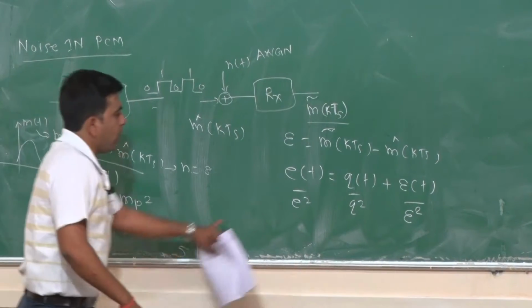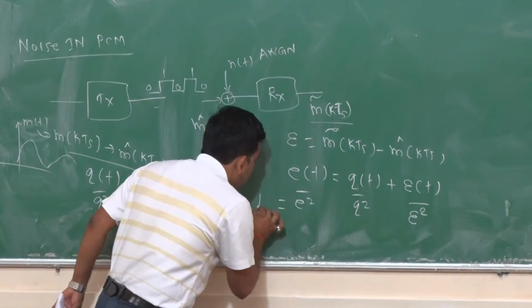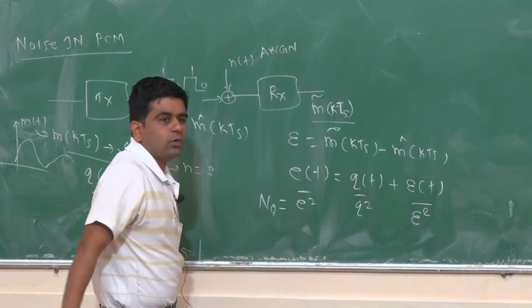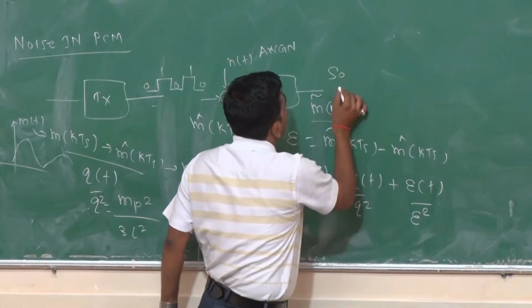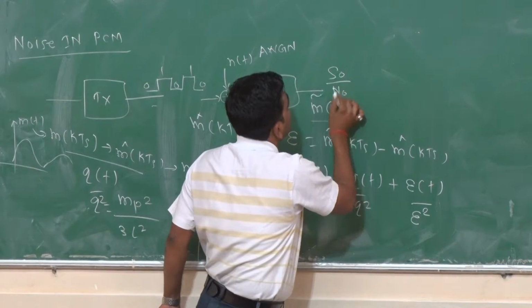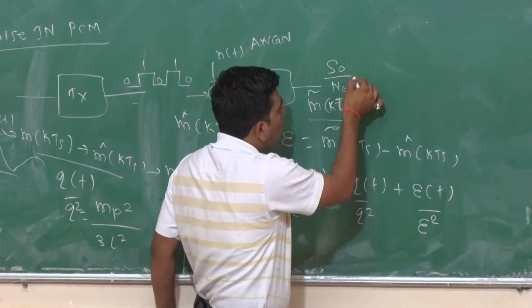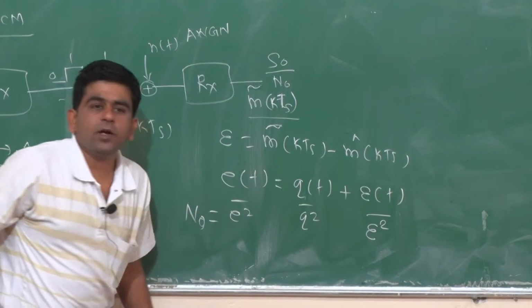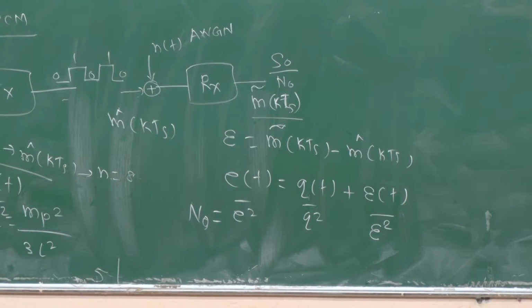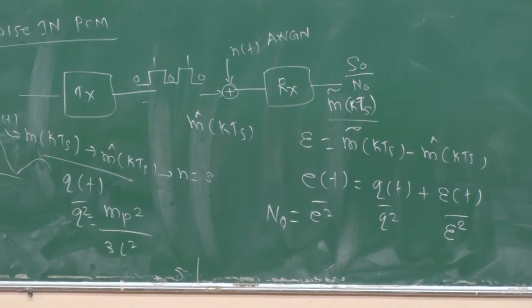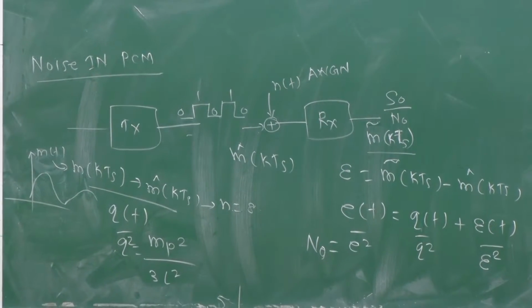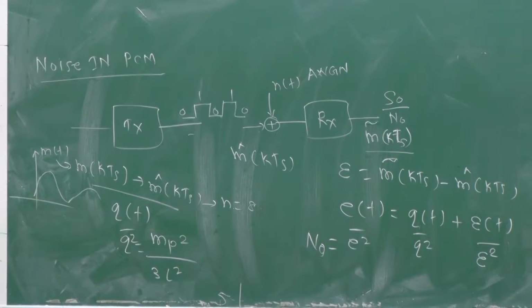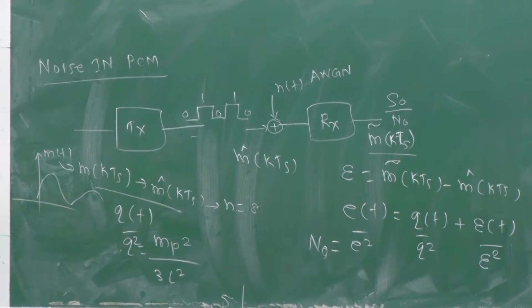So, in this way, this is nothing but your N0, the noise power at the output of the receiver. Similarly, we have to find out S0, so we will get S0 divided by N0, which is nothing but your output signal to noise ratio. In this lecture, basically we have to derive this detection error. So, write down here: M of T is a wide sense stationary process.